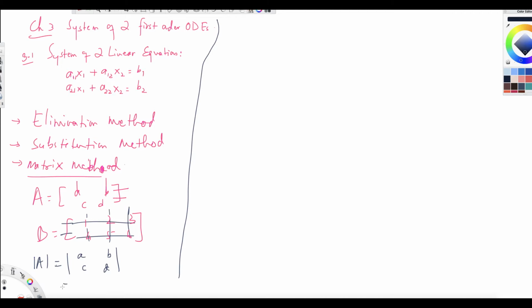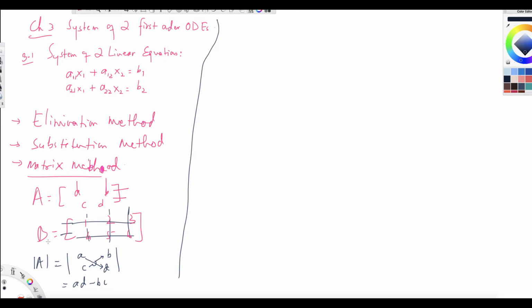So how do I find the determinant? You multiply along one diagonal, which is the positive multiplication, and for the other diagonal you do the negative multiplication. So it is ad minus bc. Why minus bc? Because b times c is taken along the other direction, so we take the negative of that. So negative bc. This is the determinant of matrix A.